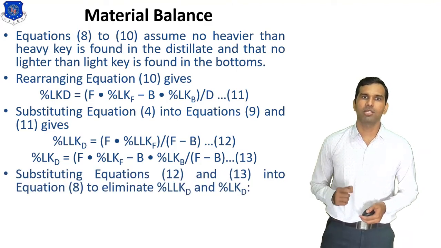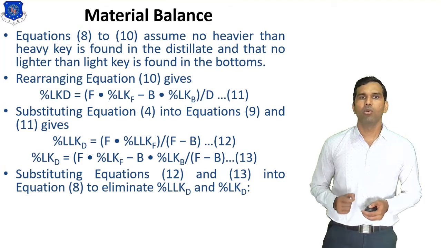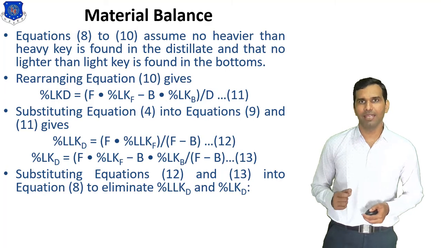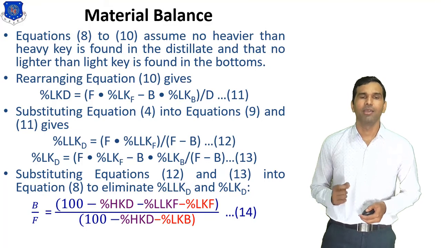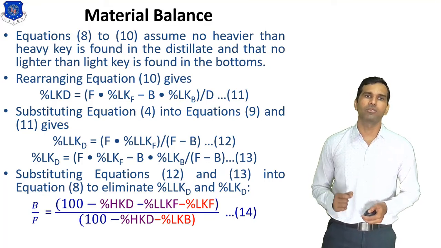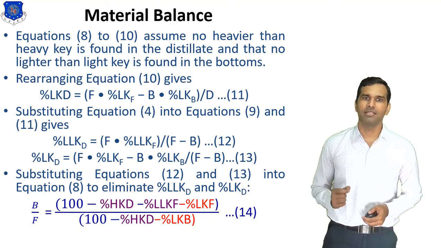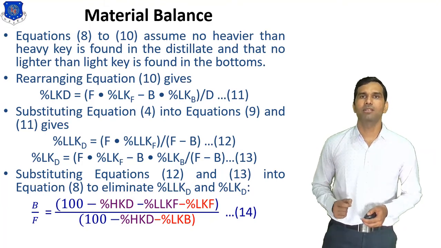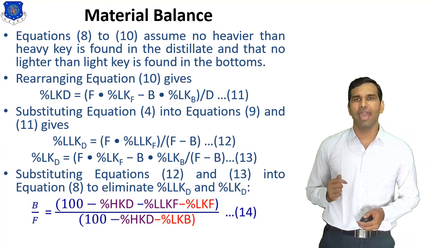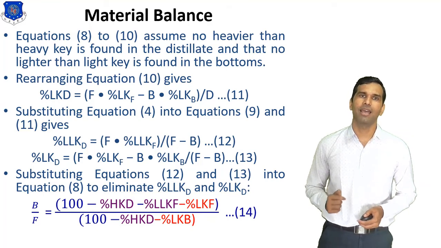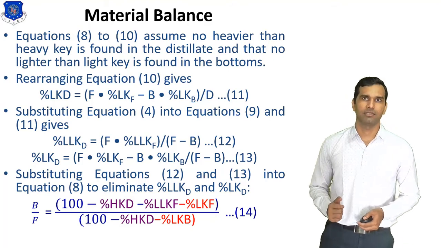Now substituting equations 12 and 13 into equation number 8 to eliminate %LLKD and %LKD, we finally get B by F is equal to 100 minus %HKD minus %LLKF minus %LKF, upon 100 minus %HKD minus %HKB. So this is the equation for the material balance.